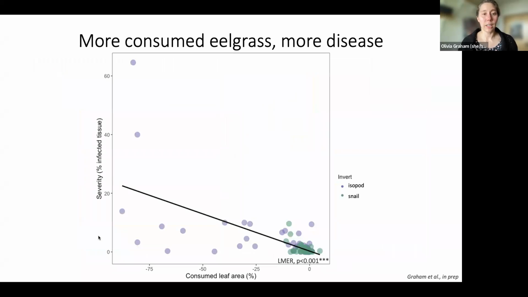Likewise, when we look at the consumed leaf area plotted against the disease severity, we can see plants that had greater grazing scars, greater tissue loss, also had greater disease severity, indicating that those grazing scars are likely important in disease transmission.